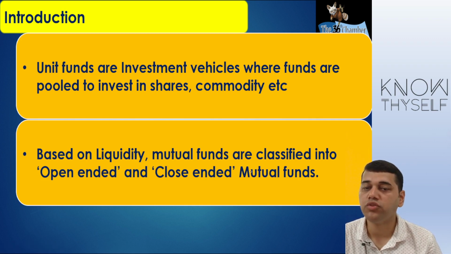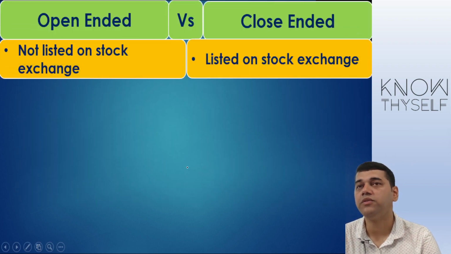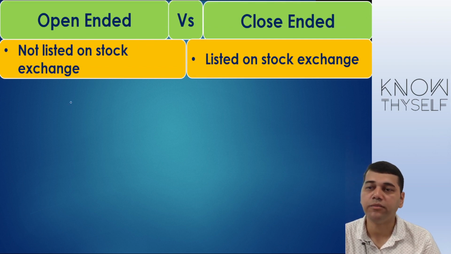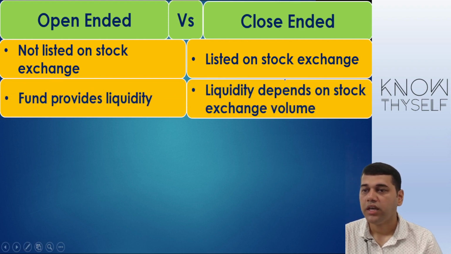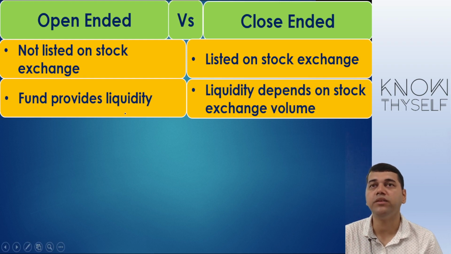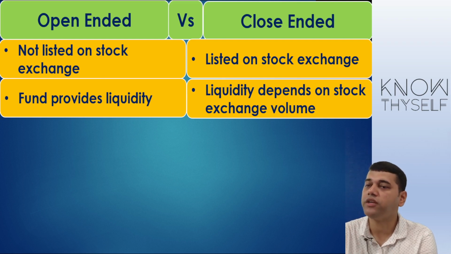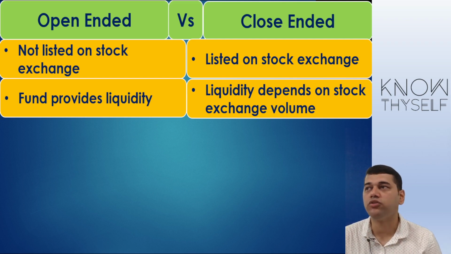Based on liquidity, mutual funds are classified into open-ended and closed-ended mutual funds. What is the difference? Open-ended mutual funds are not listed on the stock exchange; closed-ended are listed. In open-ended, the fund itself provides liquidity anytime you want. Open-ended means it is open at any point of time. You can invest at any point of time and withdraw money at any point of time. If you invest, you give money to the fund; if you want money, the fund gives it to you.